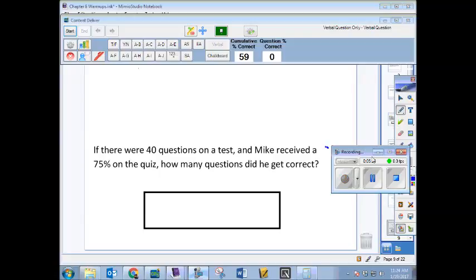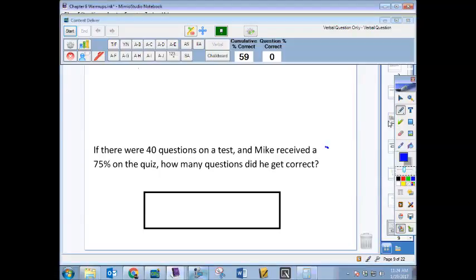Stop and listen. Here we go. Here's another modeling question, guys. If there were 40 questions on a test, and Mike received a 75% on the test, how many questions did he get correct? So when I'm looking at this, I know the whole thing equals 100%, I automatically see 75%. So how am I going to cut this strip diagram up, first and foremost?